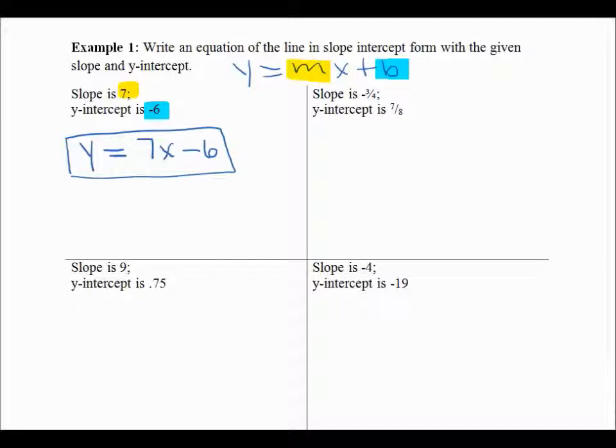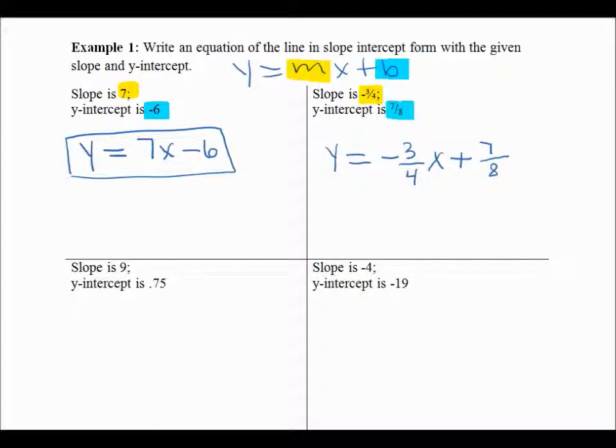So if I take a look at the next one, I know my slope is -3/4 and my y-intercept is 7/8. So when I write my equation of a line, it becomes y equals -3/4x plus 7/8.